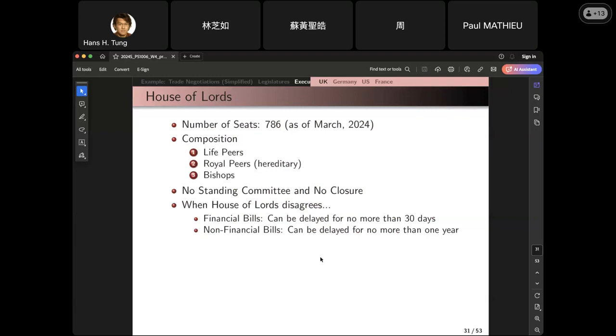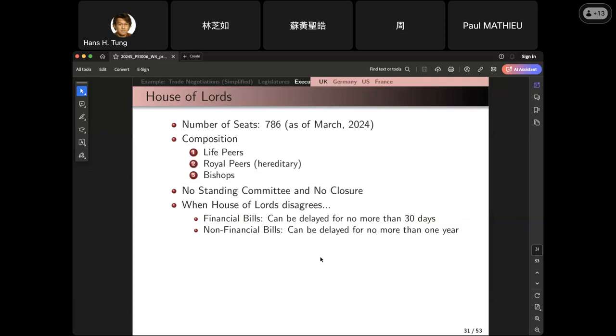if it's financial bills, they can only delay for no more than 30 days. Even if members of the House of Lords don't like the bills, they can only delay for 30 days, and beyond that, there's nothing they can do. But for non-financial bills, they can delay for no more than 1 year. So I think it's maybe not fair to say they're just rubber stamps because they still have some powers like this, but it's not substantial. And I guess they don't use it.